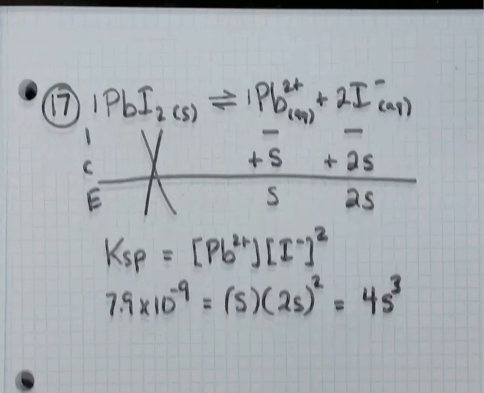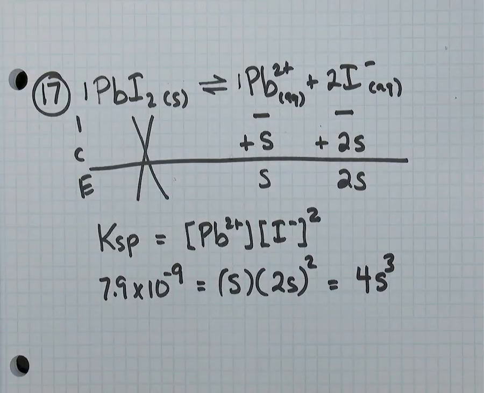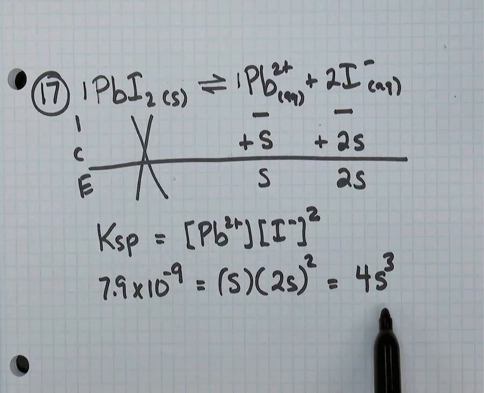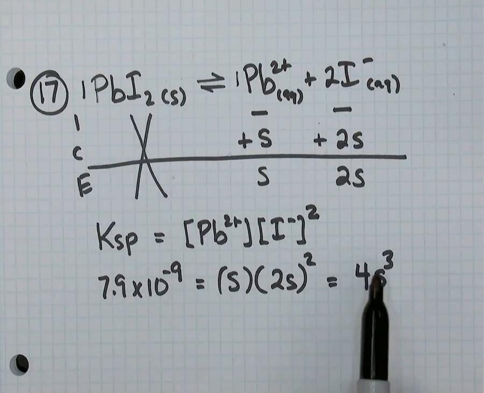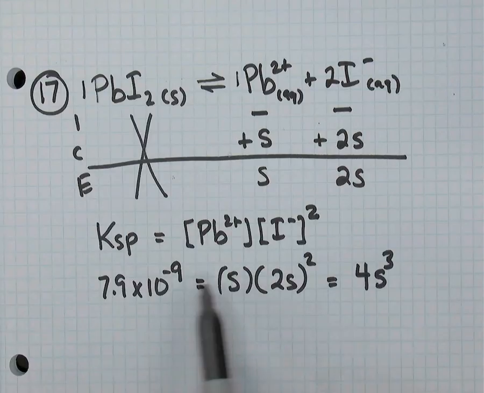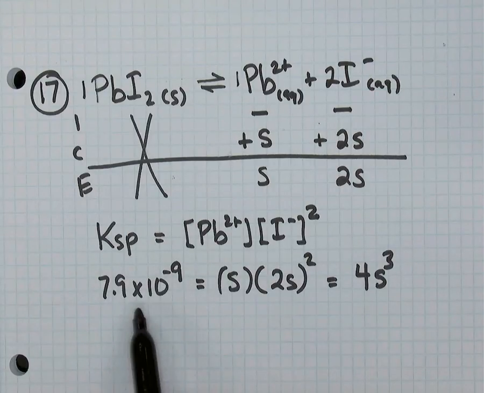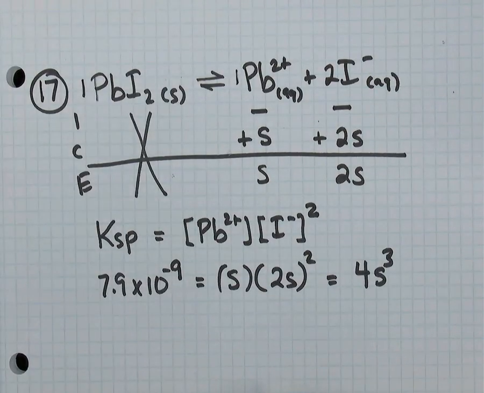Now this basic layout works for two different kinds of problems. It works for when you're given the Ksp like we were given here, and you're trying to find the solubility, but we could have been given the solubility, we might have known what S is, and then 4 times that cubed would give us the Ksp. So sometimes we're looking for the Ksp.